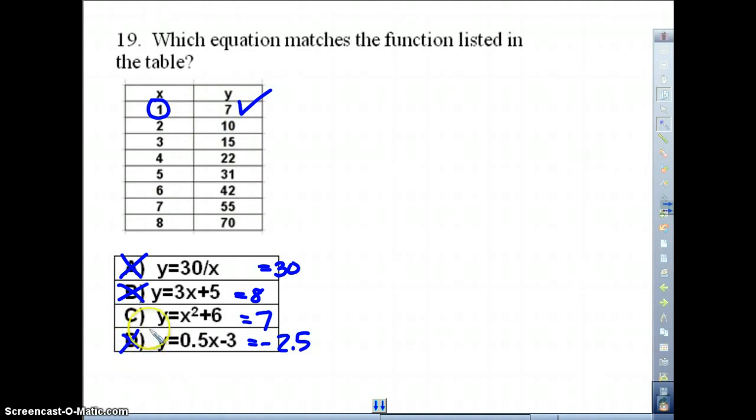I'm going to try one more. I'm going to use 2. 2 squared, 2 times 2, is 4. 4 plus 6 is 10. Yep, our answer here is C. Did you girls get C? All right.